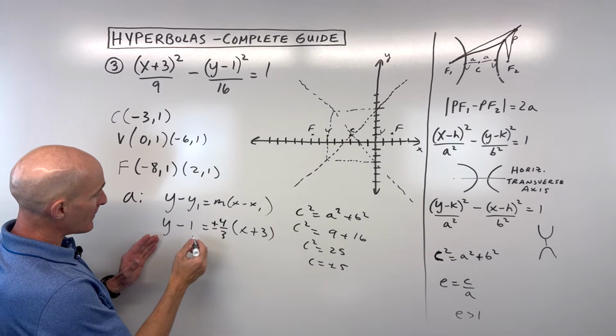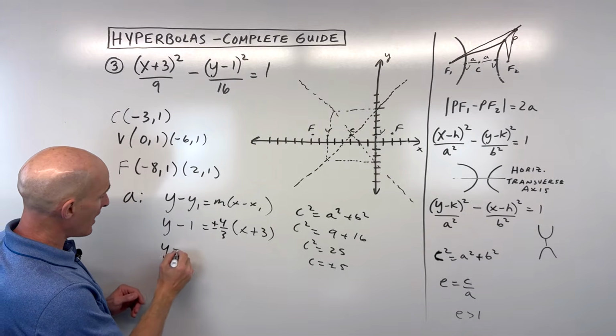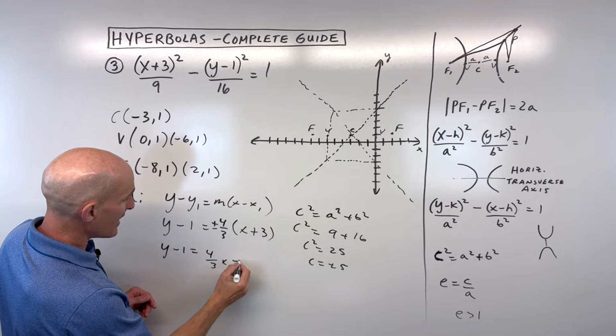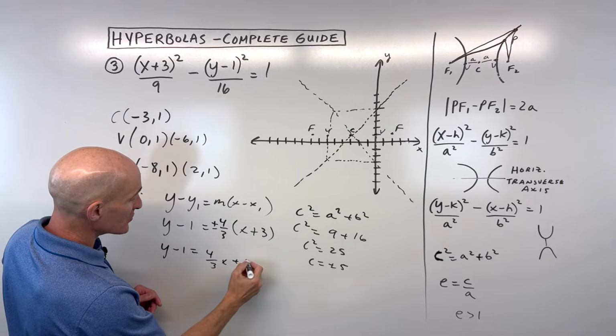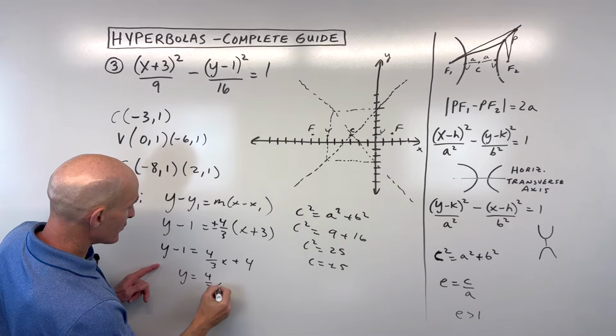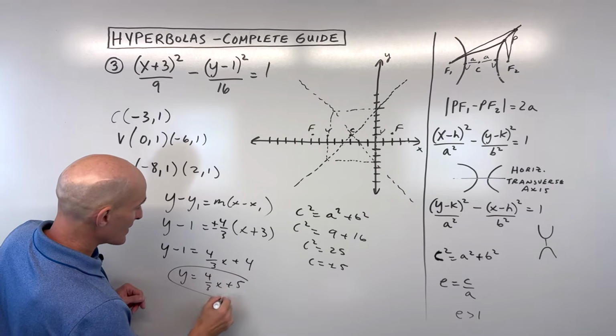So what I'm going to do is take the positive one first. So I'm going to say y minus 1, distribute the 4/3. So that comes out to 4/3 x plus 12/3, which is 4. Add the 1 to the other side. So we have y equals 4/3 x plus 5. That's one of our asymptotes.